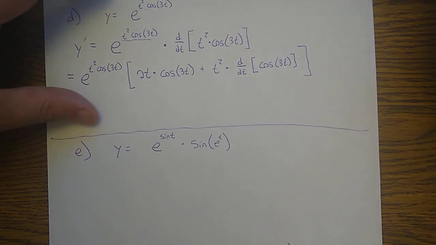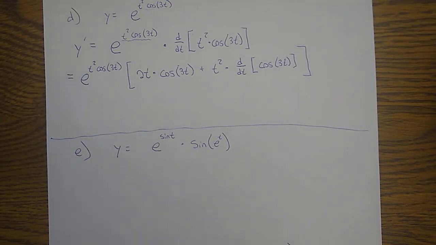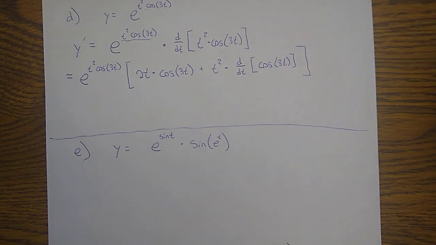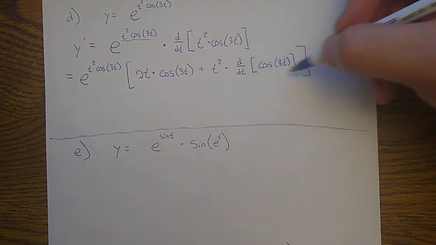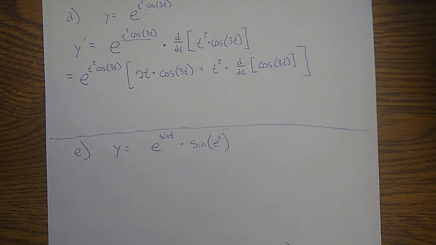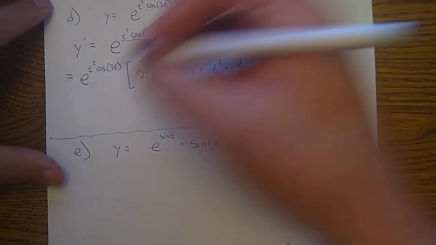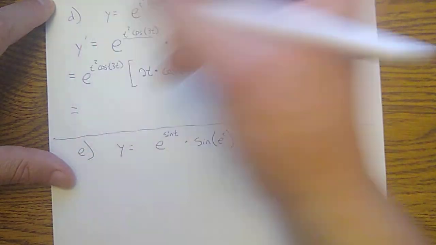The derivative of cosine 3t, that's not something that I have memorized. That's not something that we have a preset formula for. So maybe I want to just worry about that later. Of course, it's not going to be much later. In fact, I have to worry about it in my next step.